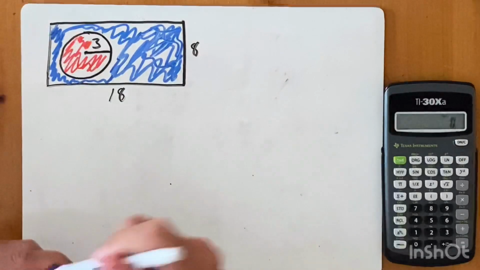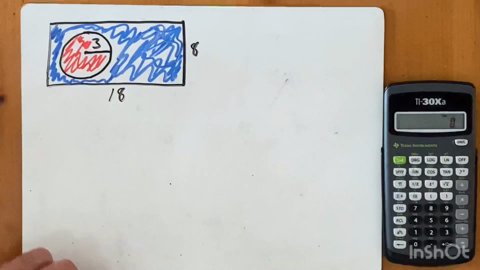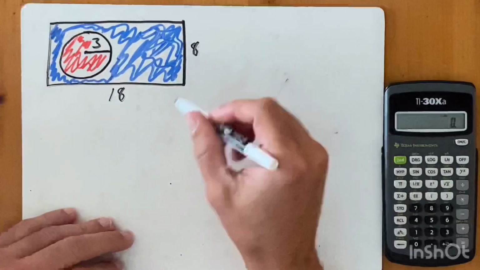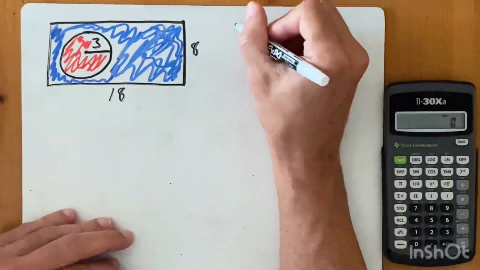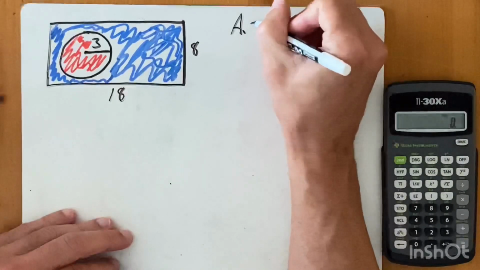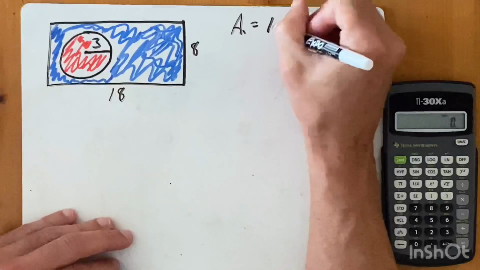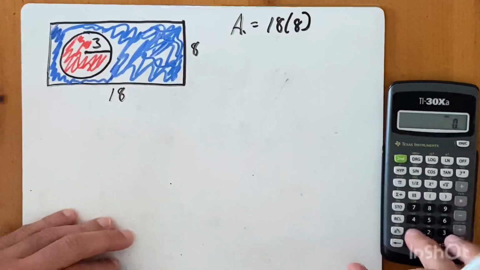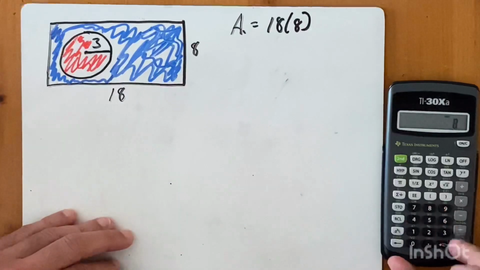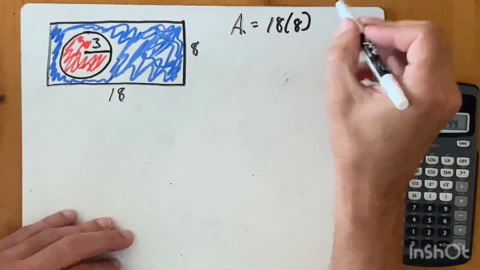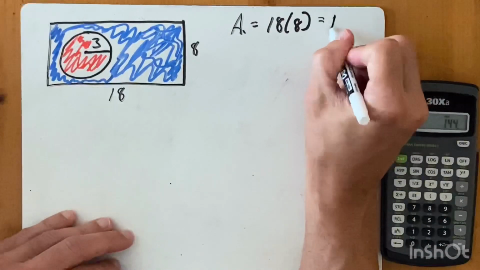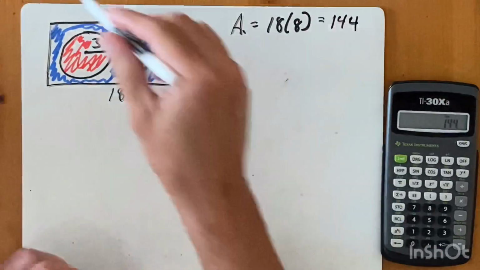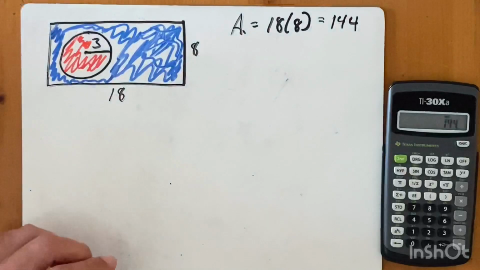So let's go ahead and do the entire rectangle first. The entire rectangle gives us the length and the width, so 18 by 8. So let's find that first. Length times width. All right, so in our calculator, if you can't do that in your head, 18 times 8 is equal to 144. So there's the area of the entire rectangle, including that circular area.